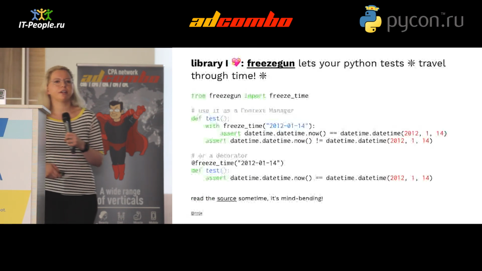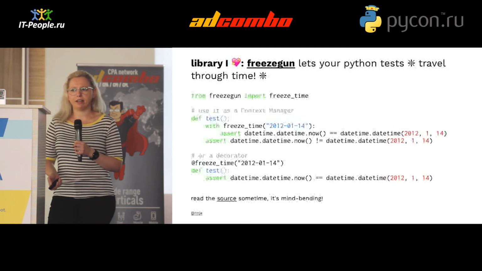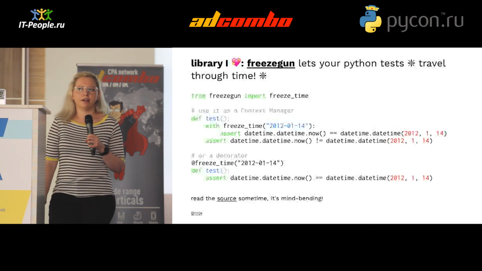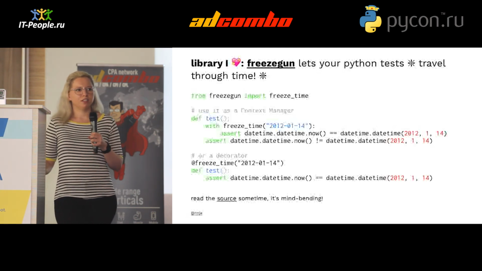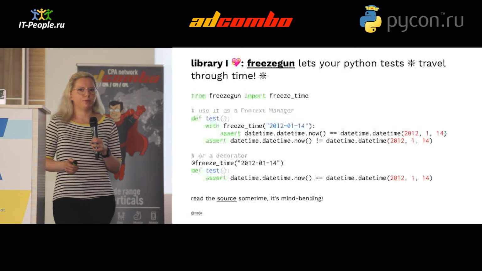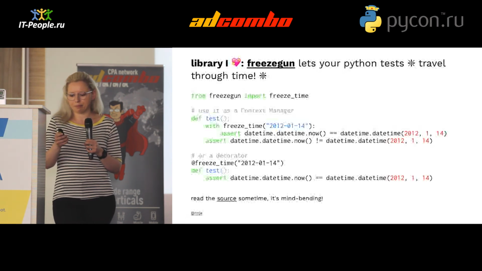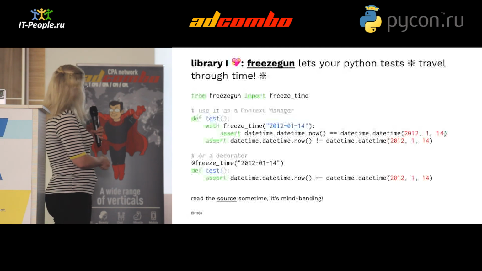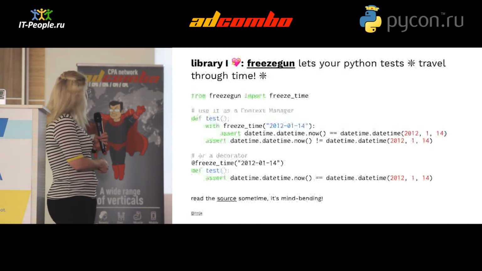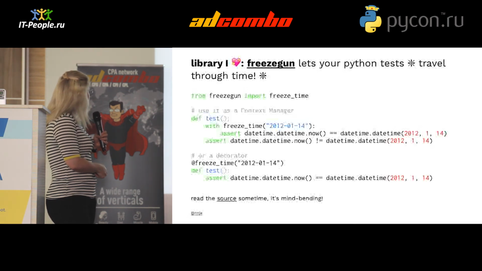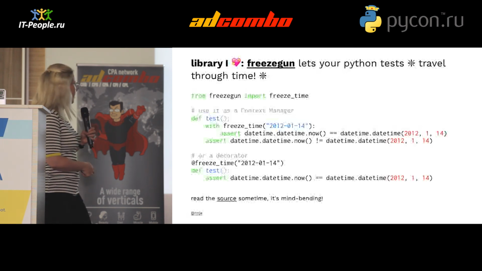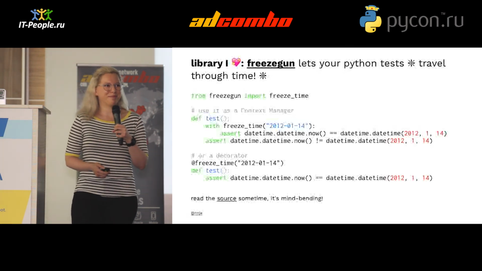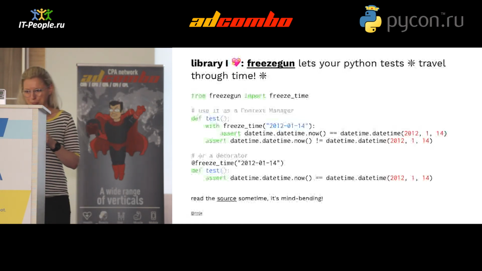A library that uses this in a really great way is called FreezeGun, and it lets you make your Python tests kind of time travel. So when you're running a test, you want to be able to pinpoint a specific moment in time. And we can use it as a context manager, so we can say, with this frozen time, make this assertion, or we can use it as a decorator on a whole method. It's pretty cool, and I have a link here. I suggest you read the source sometime. It's pretty mind-bending stuff.